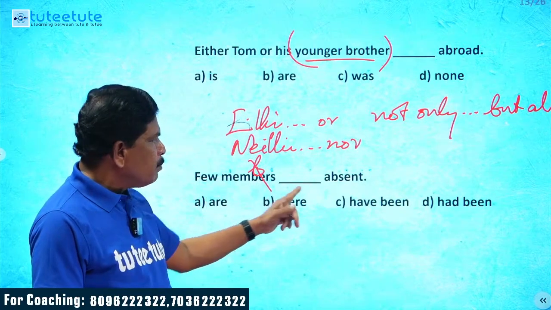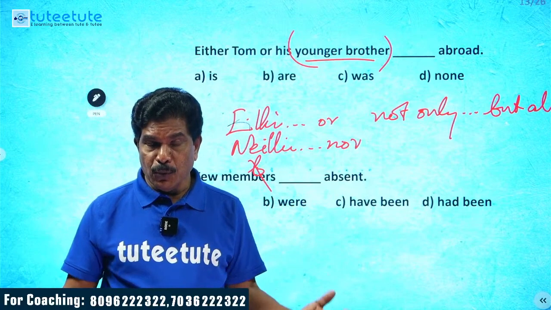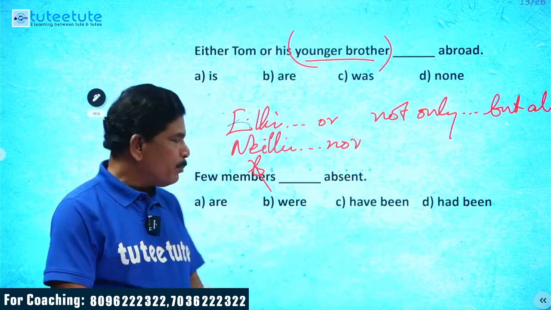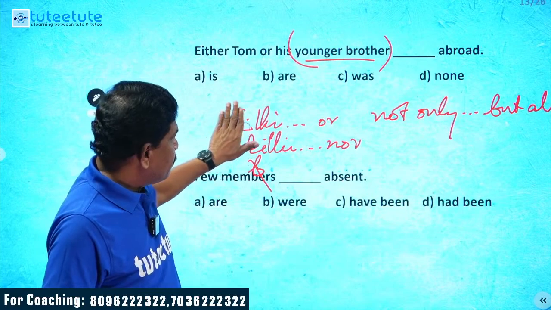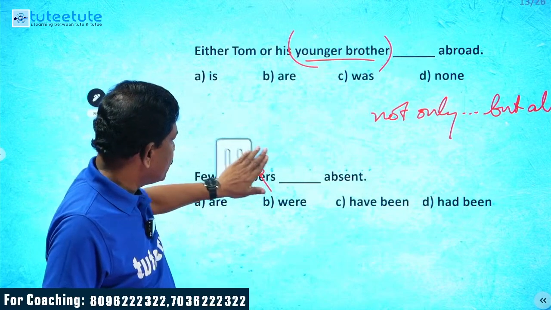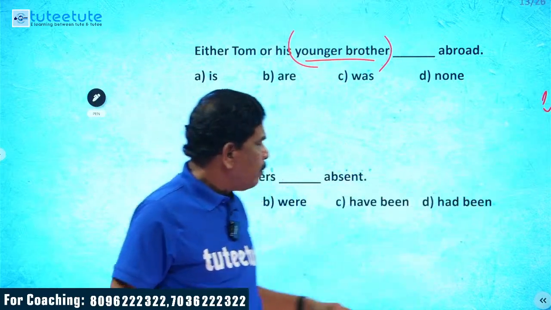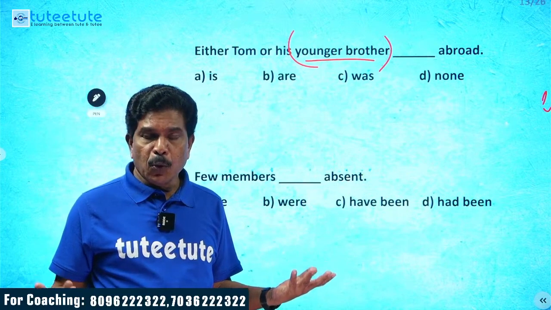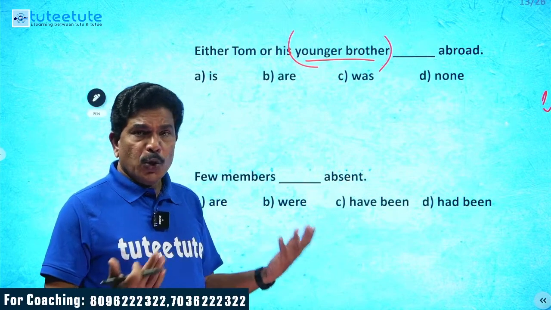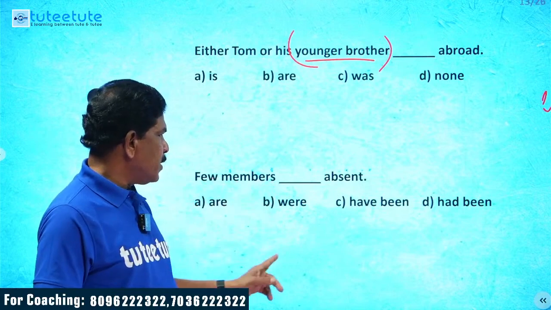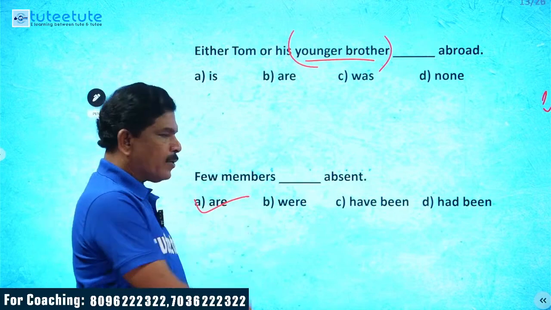Then, few members dash absent. Few members. Members we know is plural. No doubt it is plural. Few members are absent.